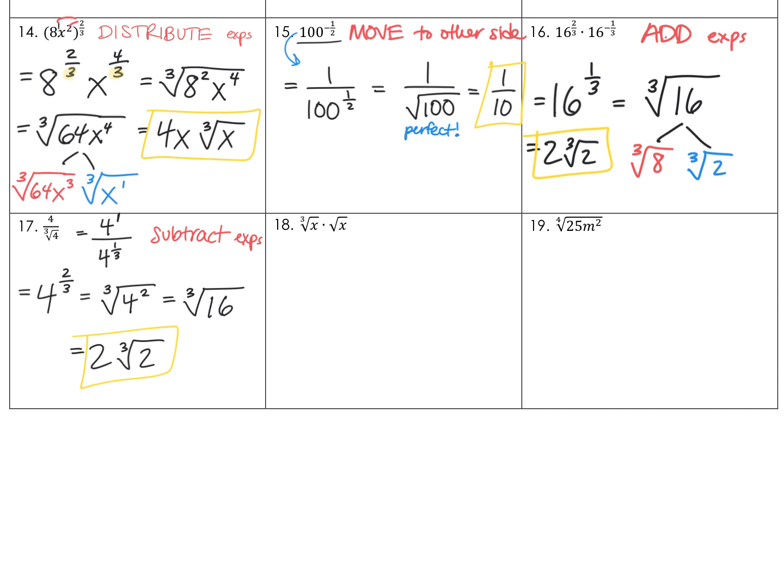So on number 18 with the people at your table, can you please figure out how do I rewrite this with exponents right now? X to what fraction times x to what fraction? And then you can do the dang thing. You should have 1/3 for the first fraction, and the second fraction is 1/2, the square root. Then you add those together, 2/6 plus 3/6, or you do it in your calculator, and you get 5/6.